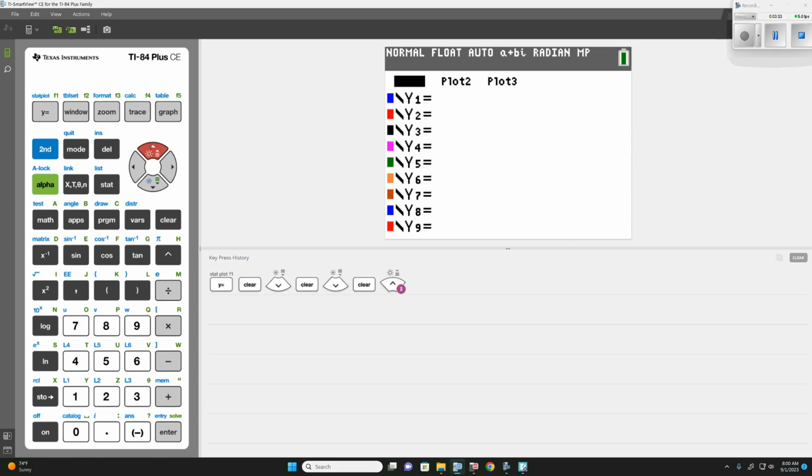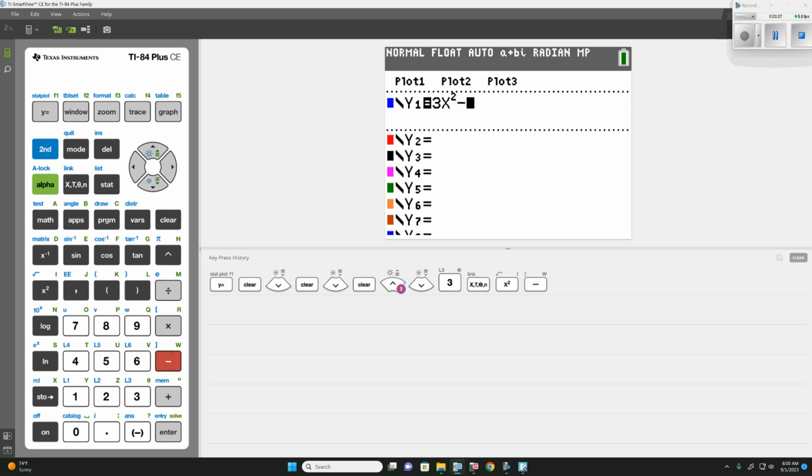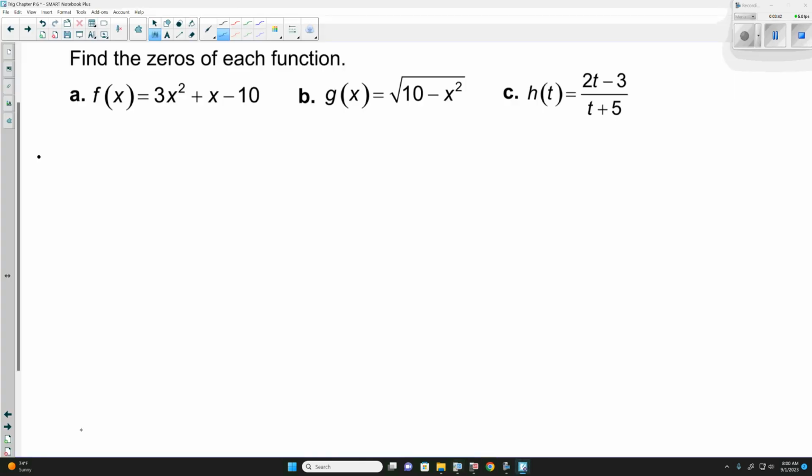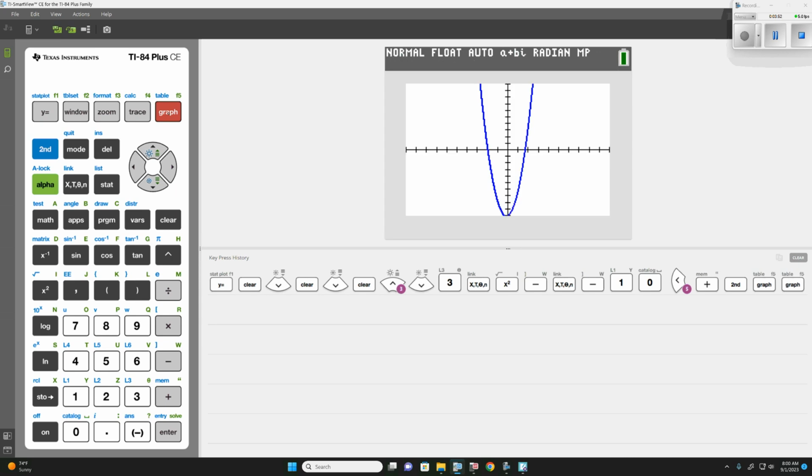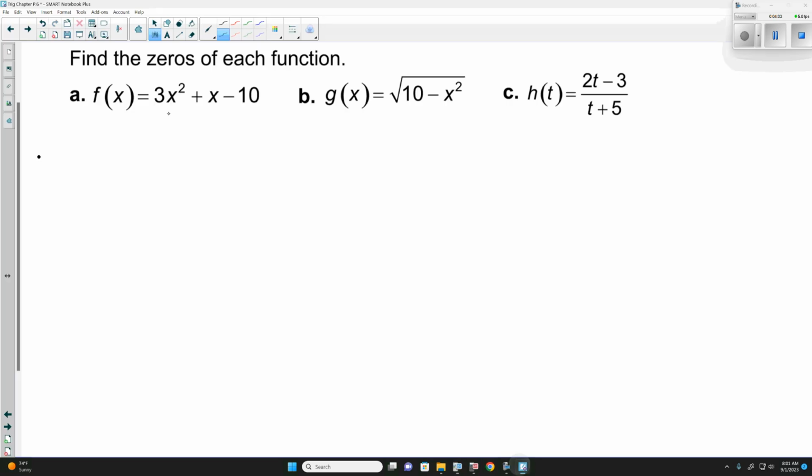clear all these out. 3x squared minus x minus 10. Look back at it, make sure. 3x squared plus x minus 10. This would have given us a completely different function. We can say graph, and we do see that it crosses the x-axis at 2 points, but we can't draw a vertical line and it crosses at more than 1 point. So it is a function, but we would need to go about solving it.